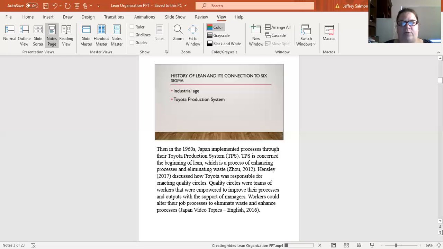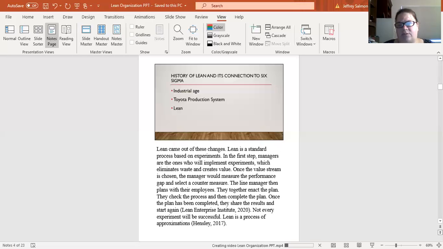Finally, Lean came out of these changes. Lean is a standard process based on experiments. In the first step, managers are the ones who will implement experiments, which eliminate waste and create value. Once the value stream is chosen, the manager would measure the performance gap and select a countermeasure. The line manager then plans with their employees. They together enact the plan. They check the process and then complete the plan. Once the plan has been completed, they share the results and start again. Not every experiment will be successful. Remember, Lean is a process of approximation.